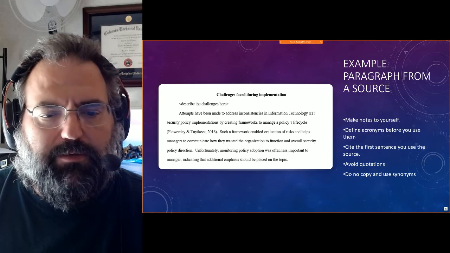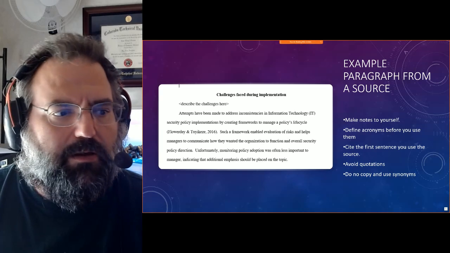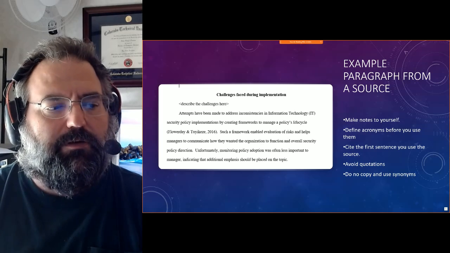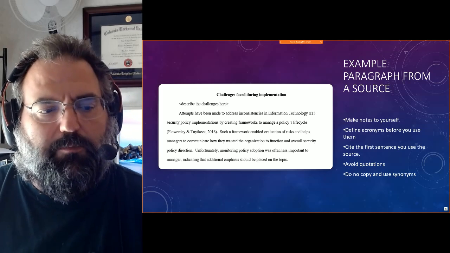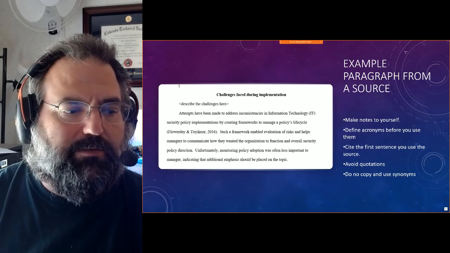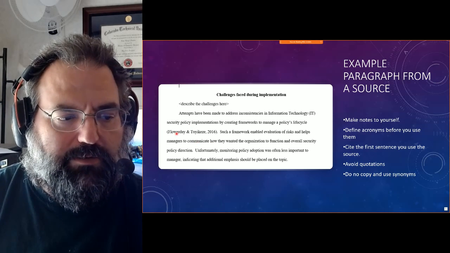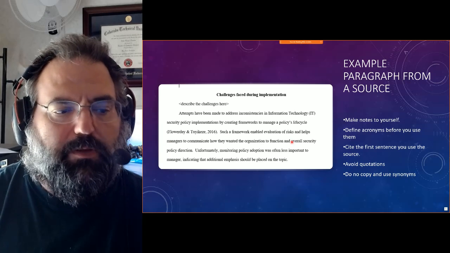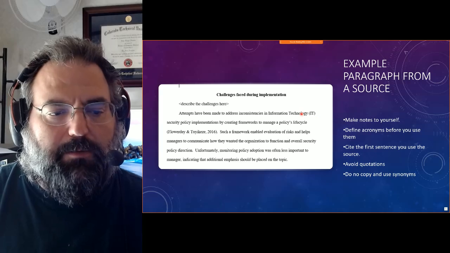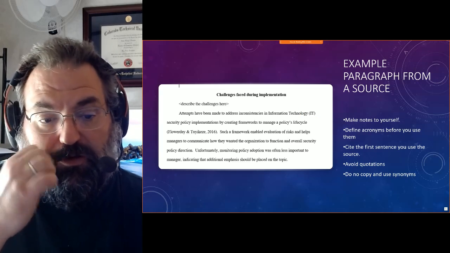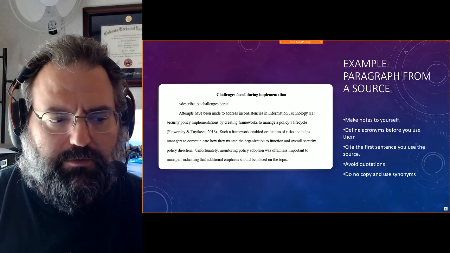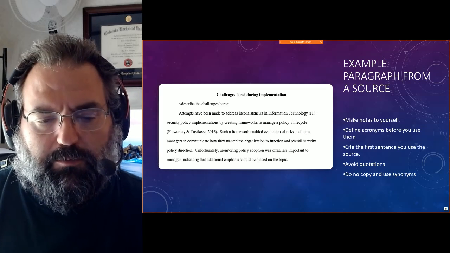Here's an example of a paragraph from that source. Not the most riveting thing you're ever going to read, but it's not bad. I basically state that attempts have been made to address inconsistency in IT security policy implementation by creating frameworks to manage policy life cycles, and that gave them credit. The second sentence there is going to that citation as well, or that source as well. And so make sure that you do define any acronyms like IT before you use them by themselves. Also, generally speaking, you shouldn't define them unless you're going to use them again. I don't know if I necessarily followed that rule here.